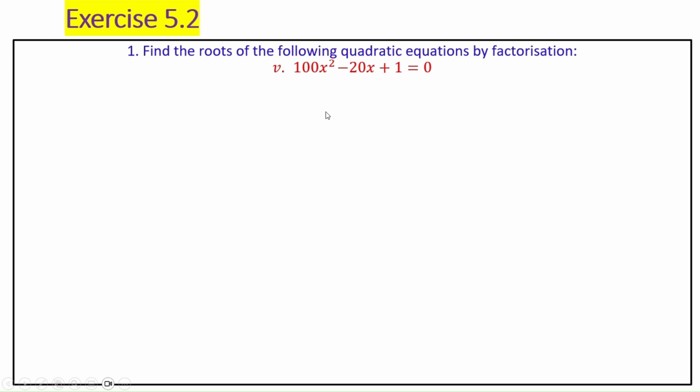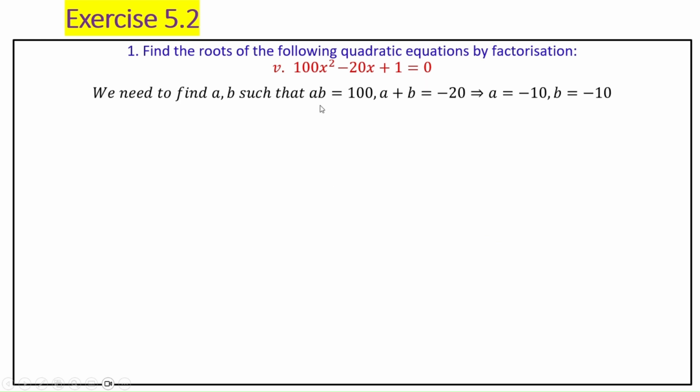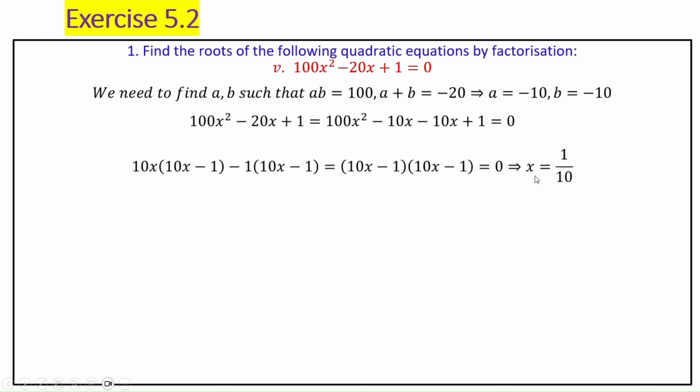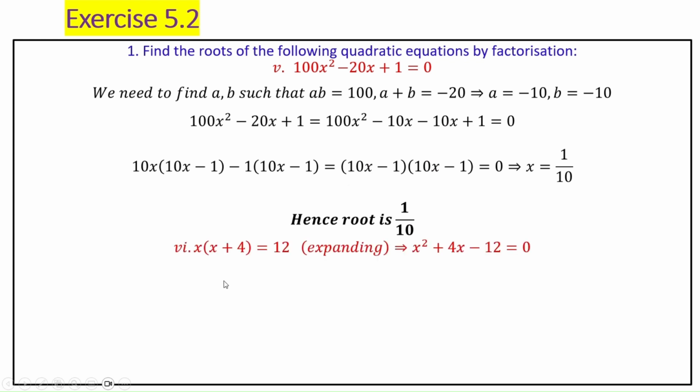Okay, next one is 100x square minus 20x plus 1 equal to 0. Same way, ab is 100 and a plus b is minus 20. So these are the values: a is minus 10, b is minus 10. So what you will get is x equal to 1 by 10 as the root. Single root. Now x into x plus 4 equal to 12.